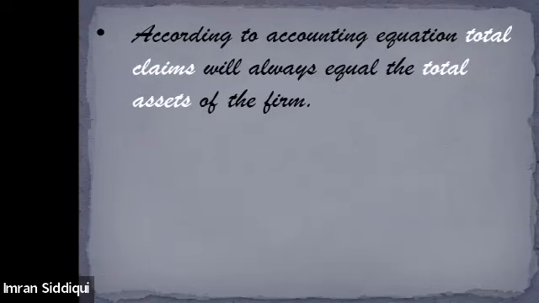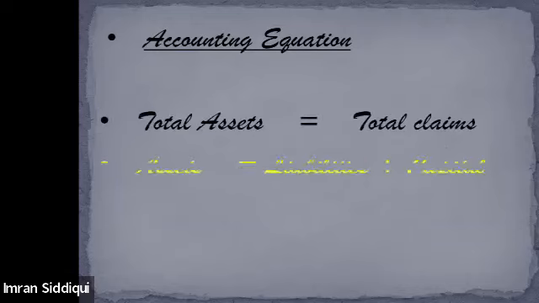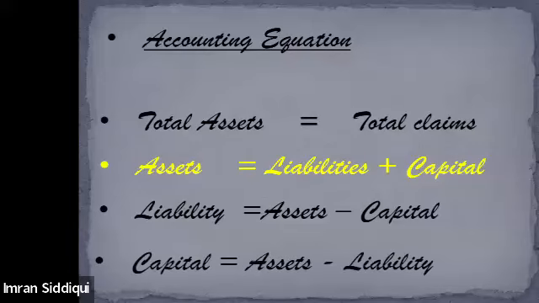Then we also understood that accounting equation basically indicates the total claims of the firm are equal to the total asset, right? And in order to put it into the form of a mathematical equation, we can write it as total asset equals total claims, which is asset equals liability plus capital. And liability can be found by writing it as asset minus capital. And to determine the value of the capital, we can simply subtract the value of the liability from the asset. So all of these things we have covered in the previous class.